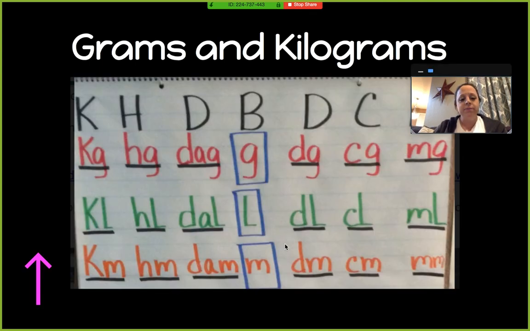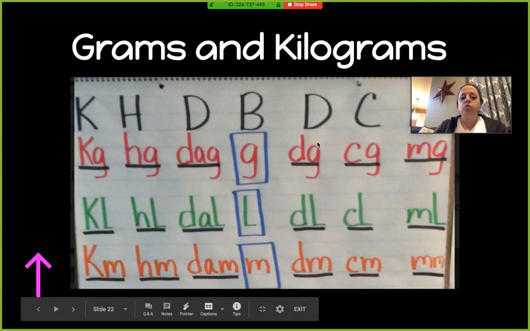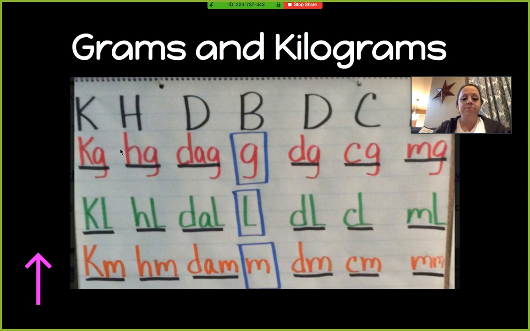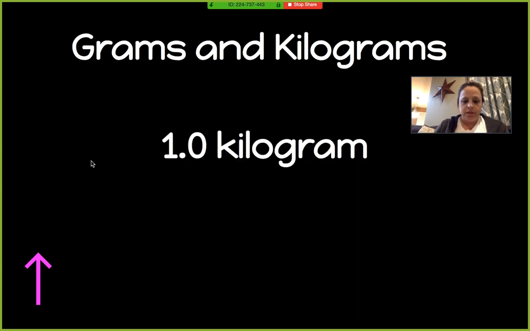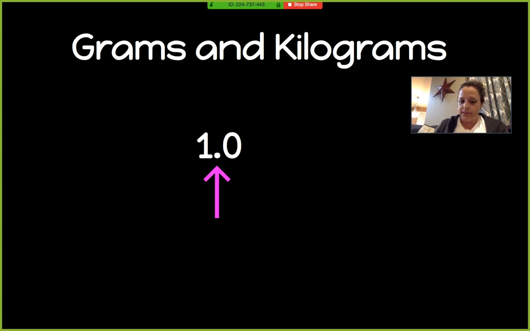Going back to my chart. So the red row is mass. Remember, our base unit is gram. Over here is kilogram. So if we have 1 kilogram and we want to know how many grams, look at your decimal point.